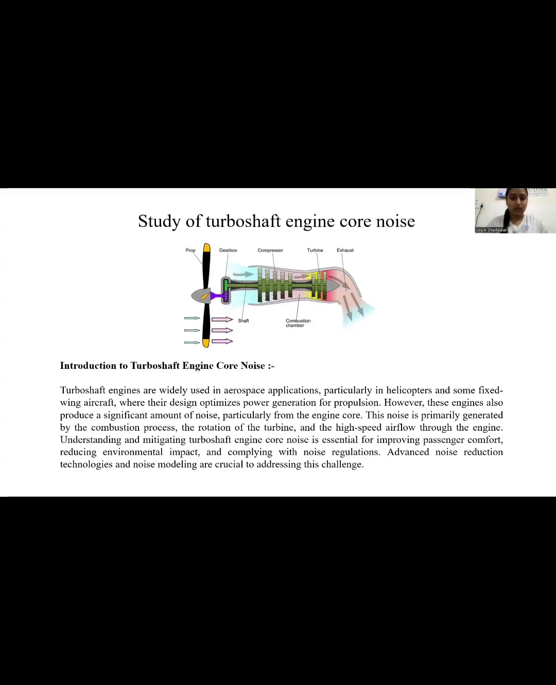However, these engines also produce a significant amount of noise, particularly from the engine core. This noise is primarily generated by the combustion process, the rotation of turbines, and the high-speed airflow through the engine. Understanding a turboshaft engine's core noise is essential for improving passenger comfort, reducing environmental impact, and complying with noise regulations. Advanced noise reduction technology and noise modeling are crucial in addressing these challenges.